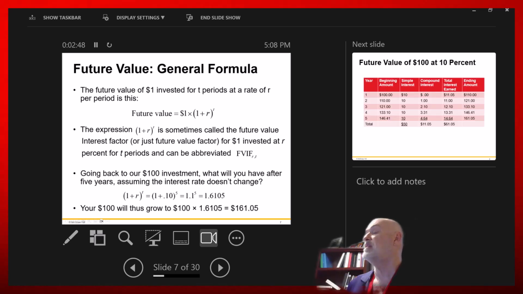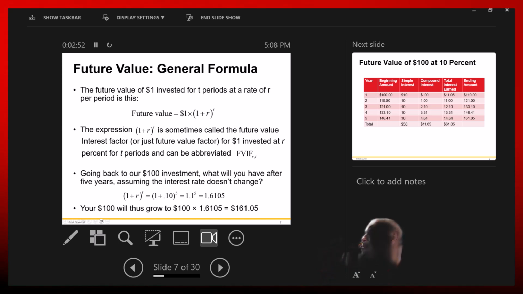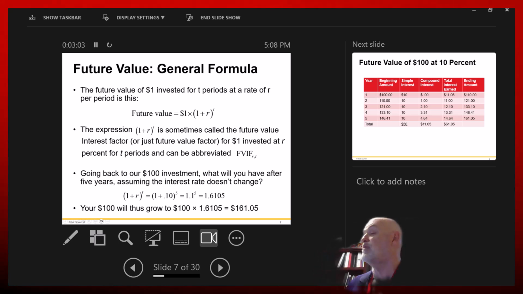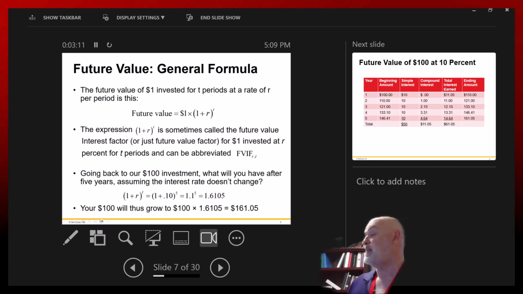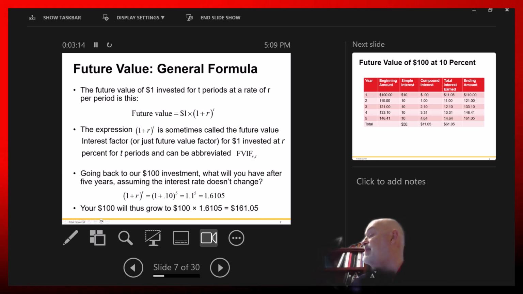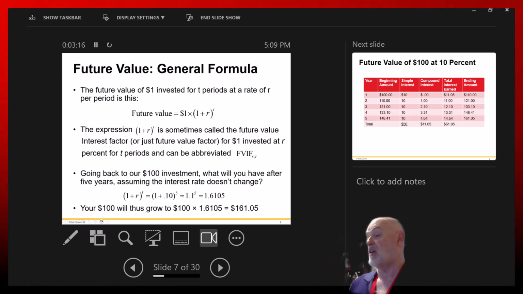The general formula: future value equals $1 times, in parentheses, 1 plus the interest rate, raised to the time period, (1 + r)^t. The expression (1 + r)^t is sometimes called the future value interest factor, or just future value factor, for $1 invested at r% for t periods, and it can be abbreviated FVIF(r,t).